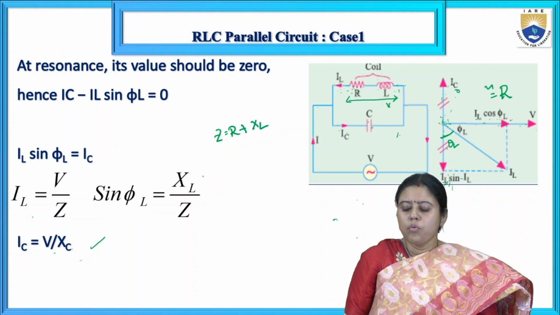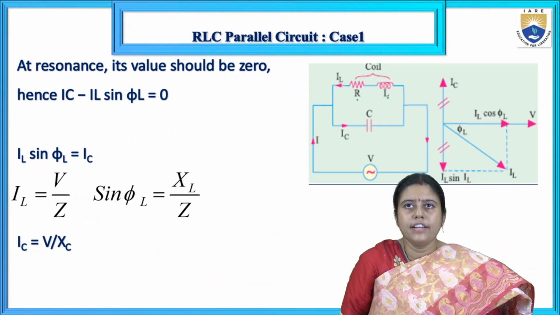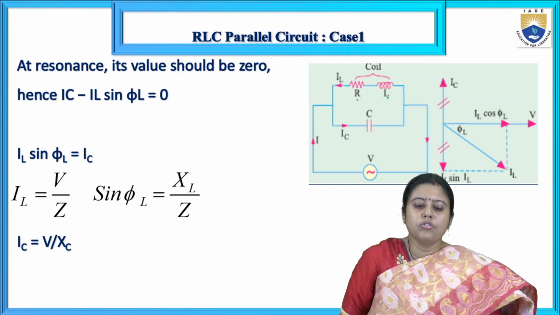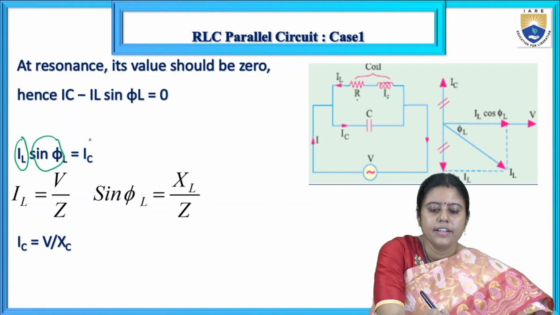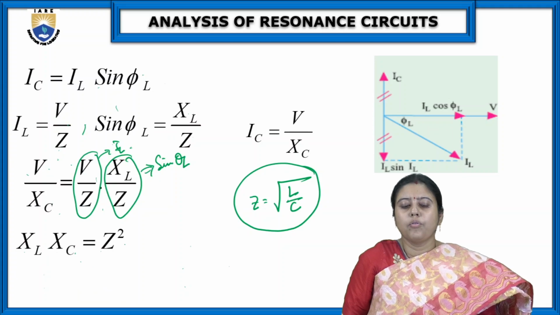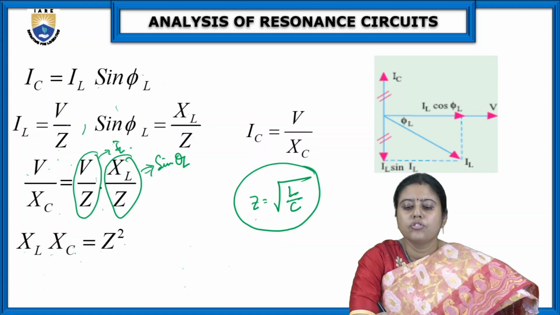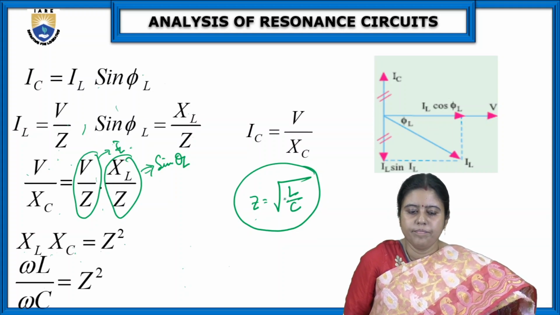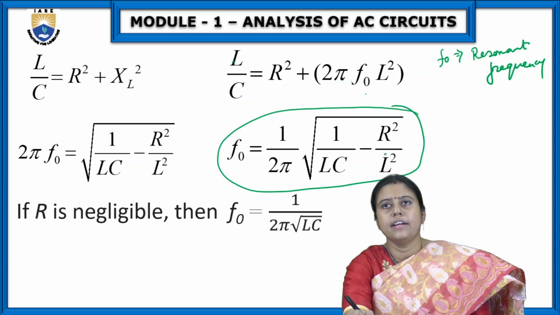So again, what we are doing here? We are just writing that IL sin phi L is equal to IC. So IL is equal to V by Z, sin theta L is equal to XL by Z, and we are just substituting the values. If we substitute, we get the equation XL XC is equal to Z square, Z is equal to square root of L by C. And from there we got F naught is equal to 1 by 2 pi root of 1 by LC minus R square by L square.